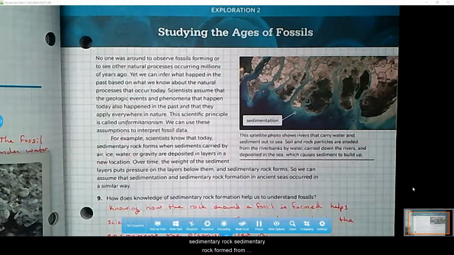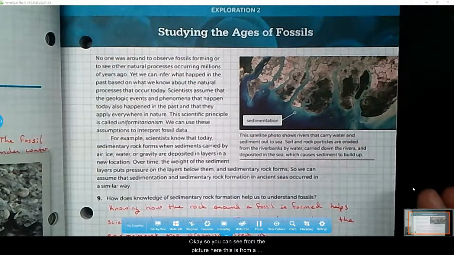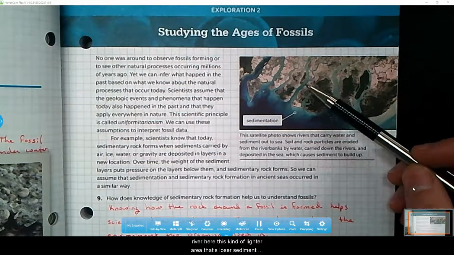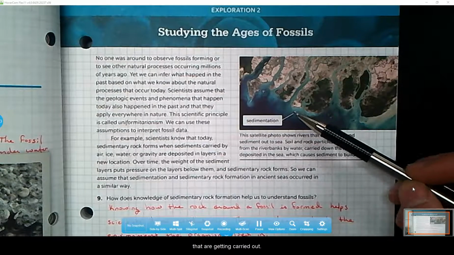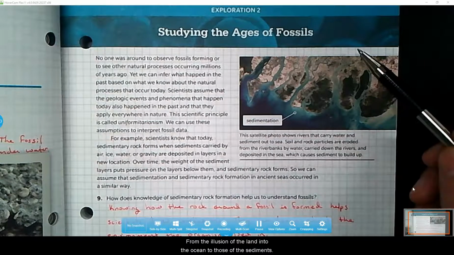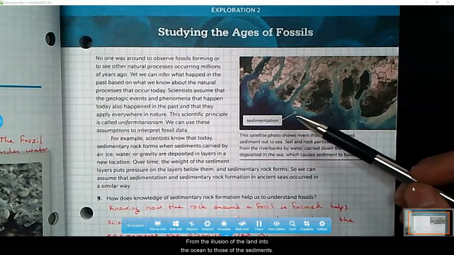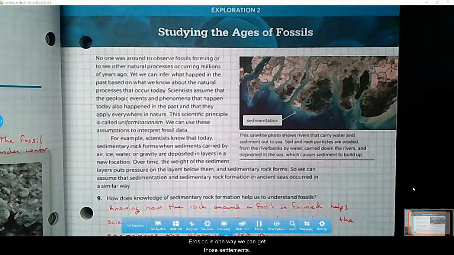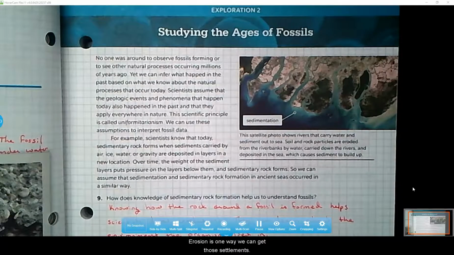So for example, sedimentary rock. Sedimentary rock forms from sediments. And so what happens is Earth can get eroded and forms layers, and then over time those layers get compacted into rock. Okay, so you can see from the picture here, this is from a river, this lighter area, those are sediments that are getting carried out from the erosion of the land into the ocean. Erosion is one way we can get those sediments to form.